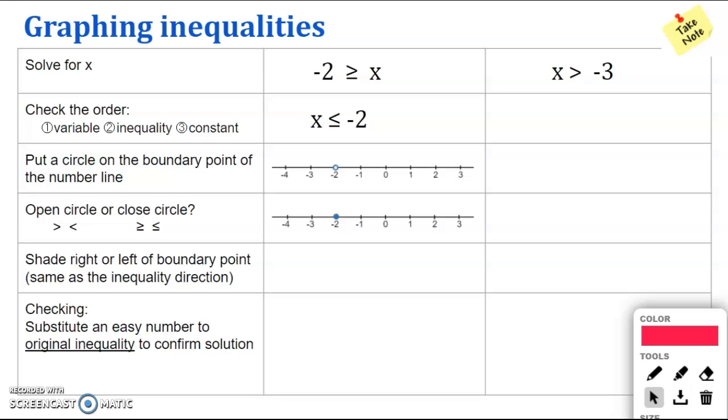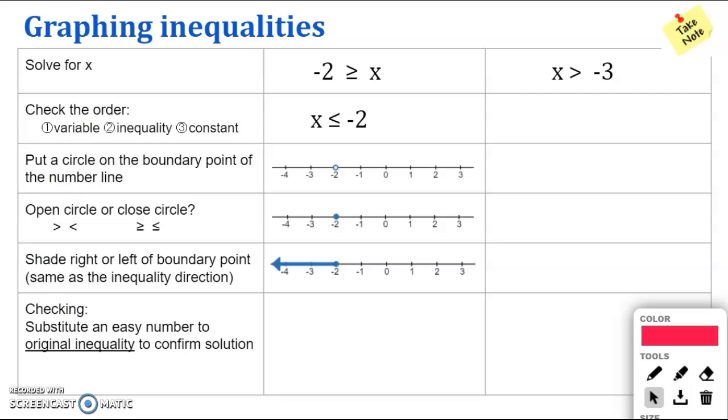Then I need to consider which side to shade. Should I be shading to the left or to the right? Since I have the variable on the left hand side first, I can follow the inequality symbol direction. It's pointing to the left, that means I need to shade to the left.